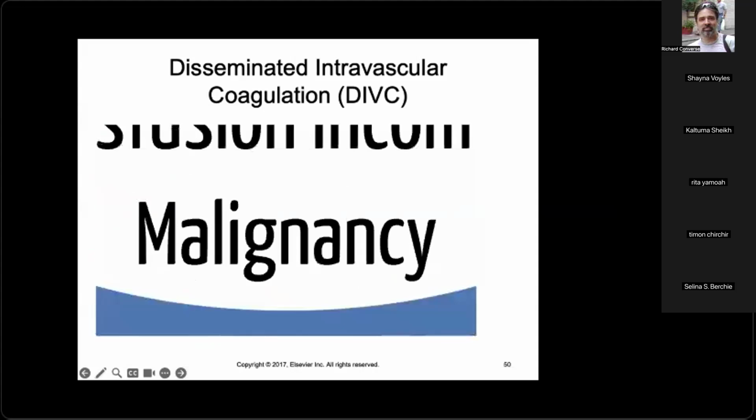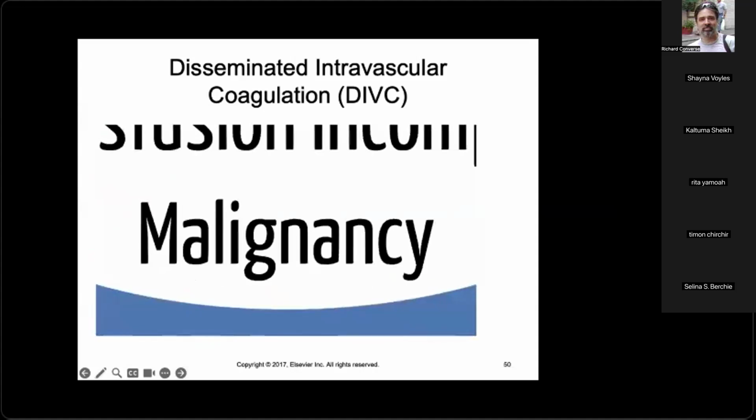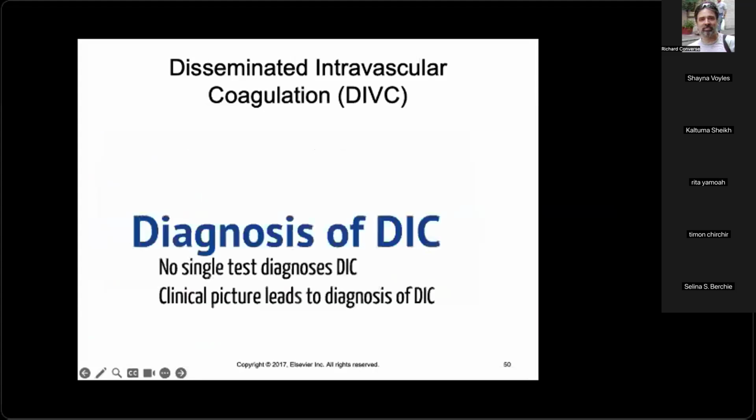Note, all these disorders have systemic involvement, meaning they affect more than one organ. And that's probably the reason why they're associated with DIC. Now, how do you diagnose DIC?